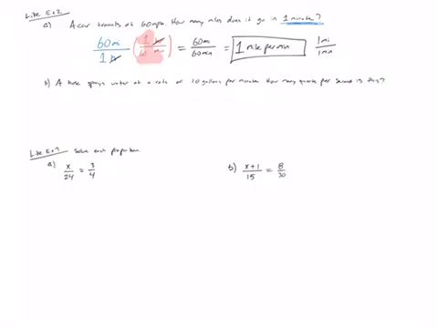Okay, now let's look at part B here. It says, a hose sprays water at a rate of 10 gallons per minute. How many quarts per second is this? So let's first of all give the rate that they gave us here. It says 10 gallons per minute. So I have 10 gallons per 1 minute. And we're wanting to change from gallons into quarts. And we're wanting to change from minutes into seconds.